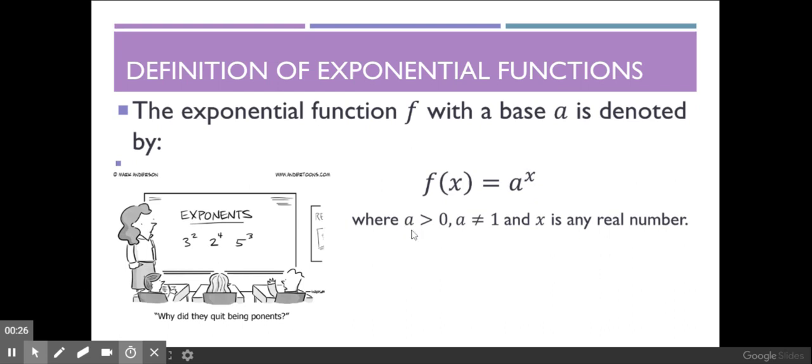Our base, or a, has to be greater than 0, and it cannot equal 1. So we don't want a to be a negative number. We don't want it to equal 1 because 1 to any power is just 1. And x has to be a real number, so x cannot be imaginary in order for this to be an exponential function.